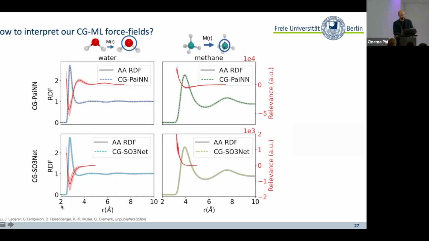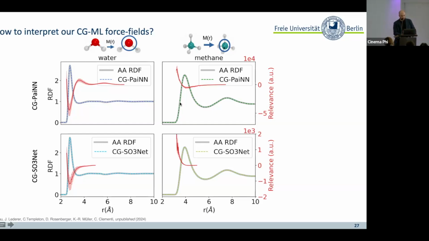Of course, the RDF for water is much more peaked in this region, while for methane, it's more like the one that you would get from a Lennard-Jones fluid. In general, methane is very, very simple from a coarse-grained point of view. While water, since it has a very complex hydrogen bonding structure, is much more complicated to treat. Also using graph neural networks, you cannot use something like SchNet, for example, to obtain a good result for water.